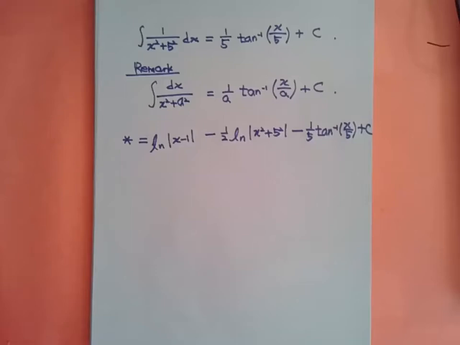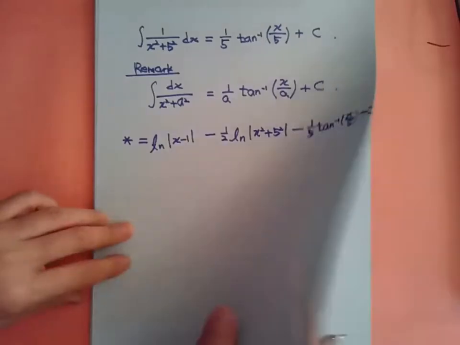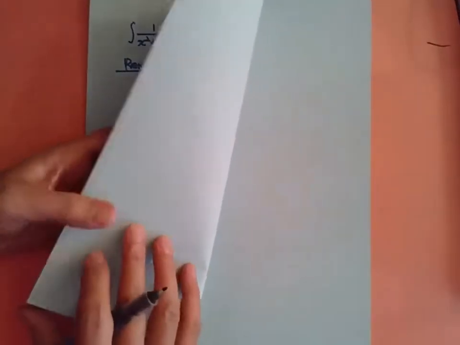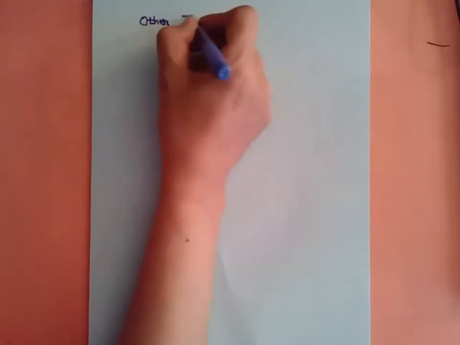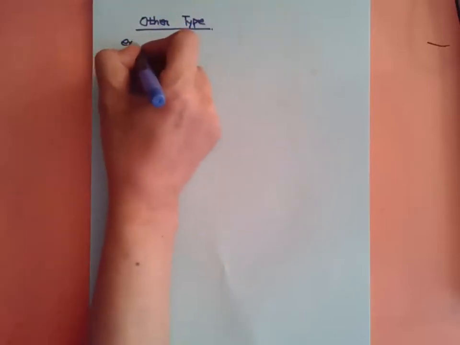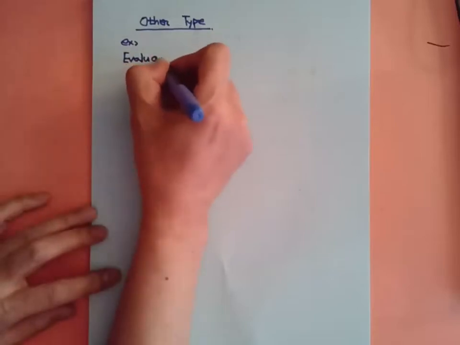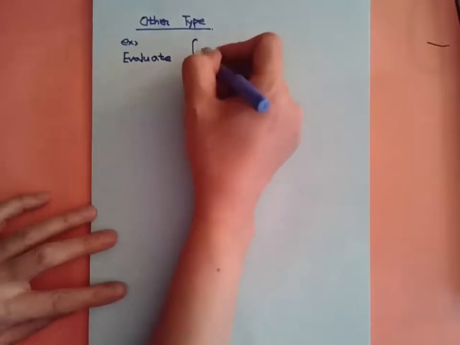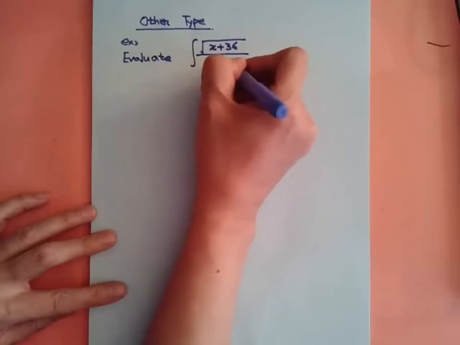The next subject is about a different type, which is very implicit. So those will be pretty tricky to figure out. So, another type. We want to evaluate the integration of square root of x plus 36 over x dx.